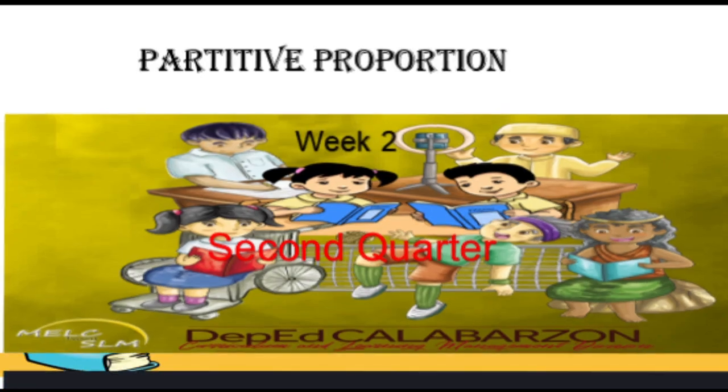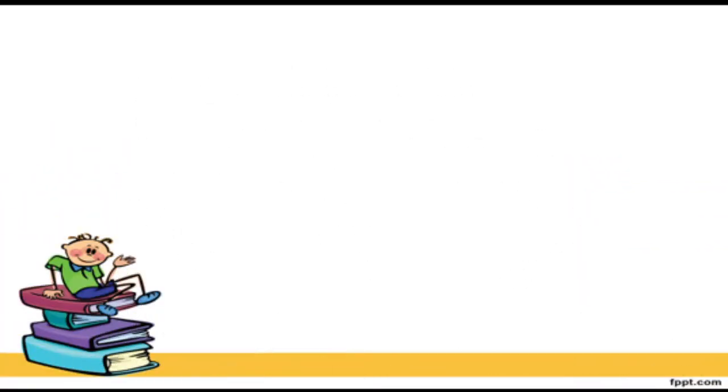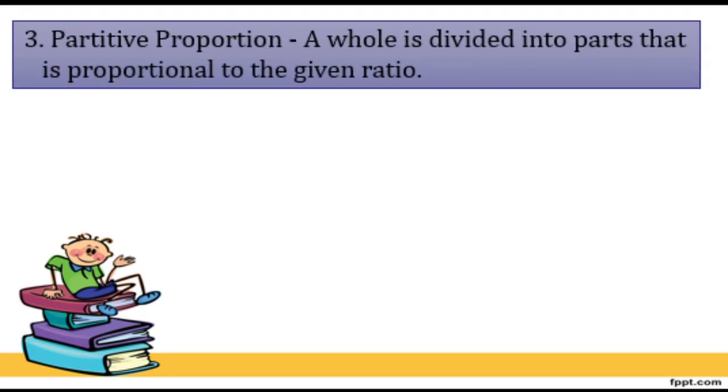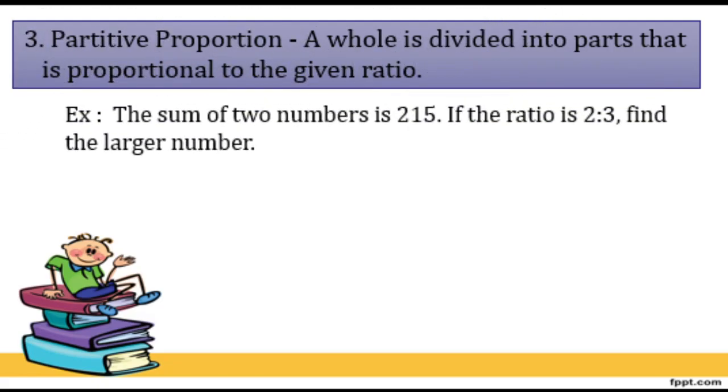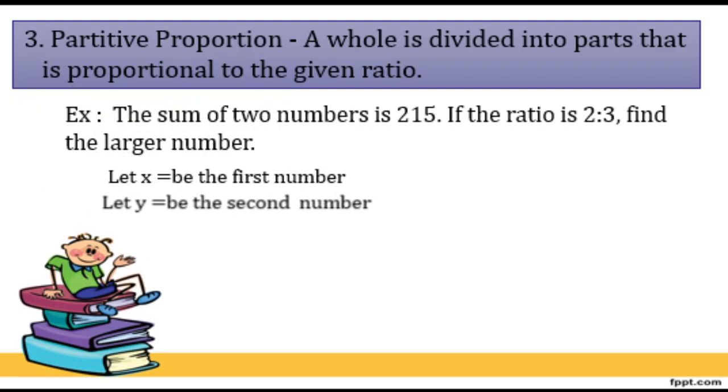And let me define first what is partitive proportion. When you say partitive proportion, a whole is divided into parts that are proportional to the given ratio. Again, partitive is divided. Okay, so example, the sum of two numbers is 215. If the ratio is 2:3, find the larger number. So let x be the first number and y the second number. Again, the sum of two numbers is 215.